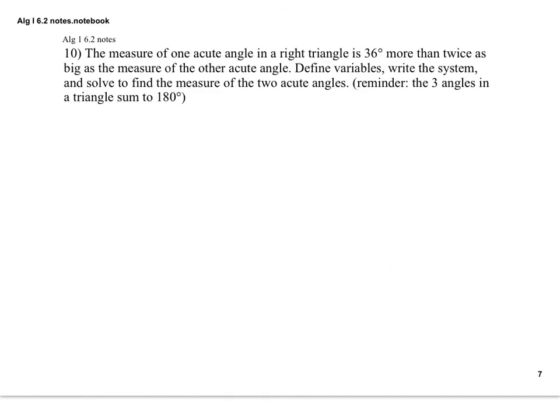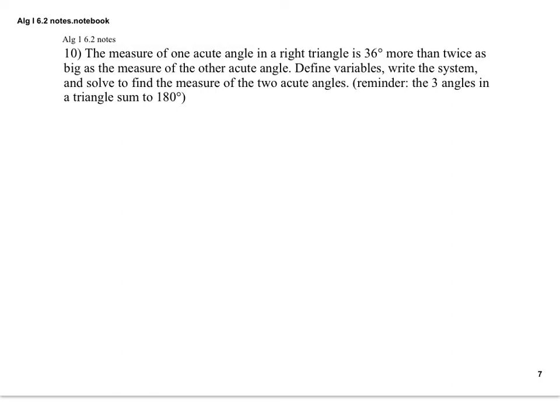All right, and for number 10, it says the measure of one acute angle in a right triangle is 36 degrees more than twice as big as the measure of the other acute angle. Define variables, write the system, and solve to find the measure of the 2 acute angles. Remember, a reminder, that 3 angles in a triangle sum to 180 degrees.